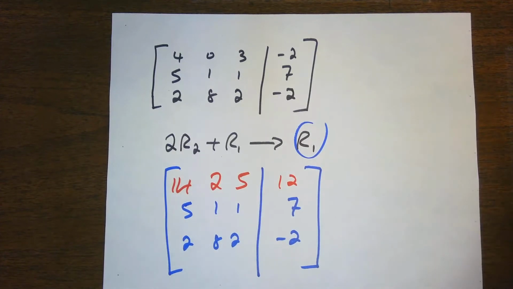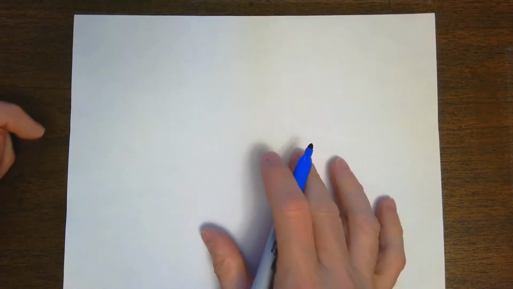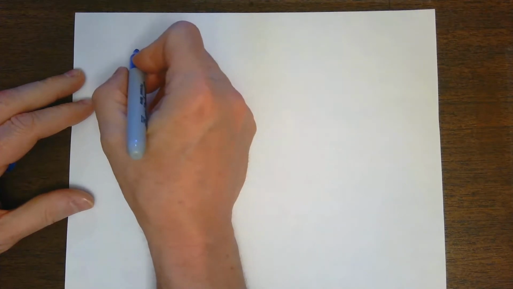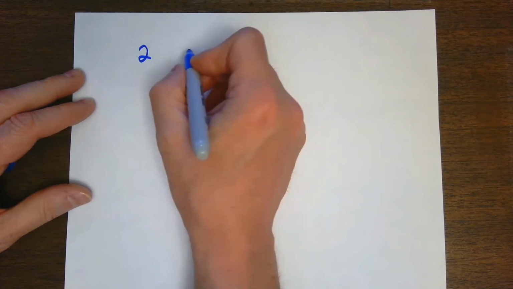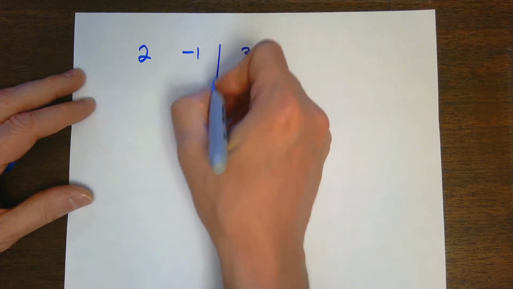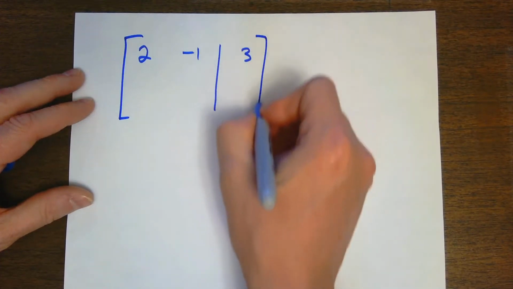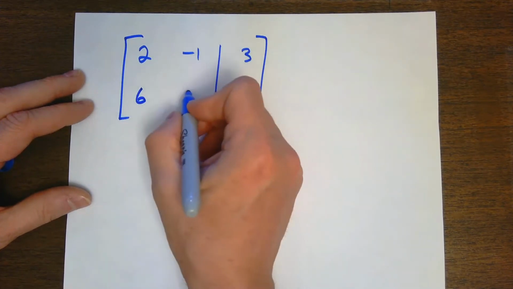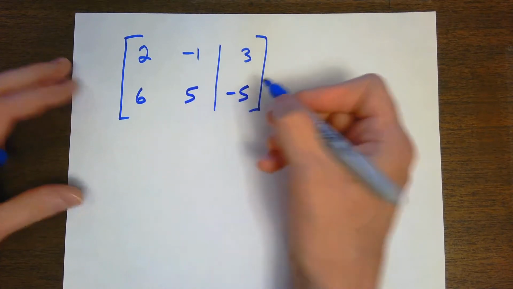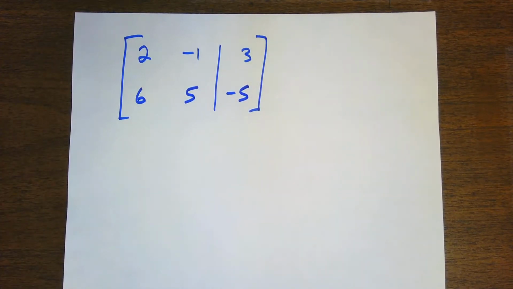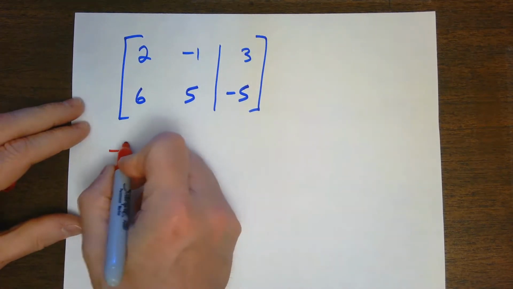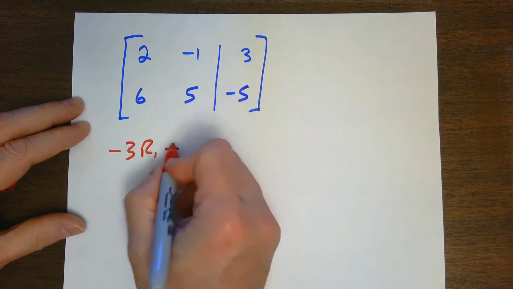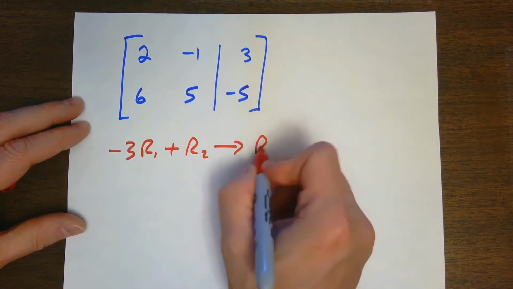All right, one more, and then we'll see why we're doing this and where this is going. So in this next one, I've got 2, negative 1, 3, and I've got 6, 5, negative 5. Now this is the following row operation that I want to do. I want to do negative 3 times row 1, and I want to add that to row 2 and put it in for row 2.